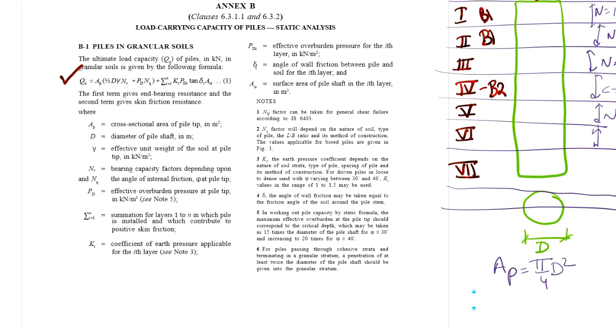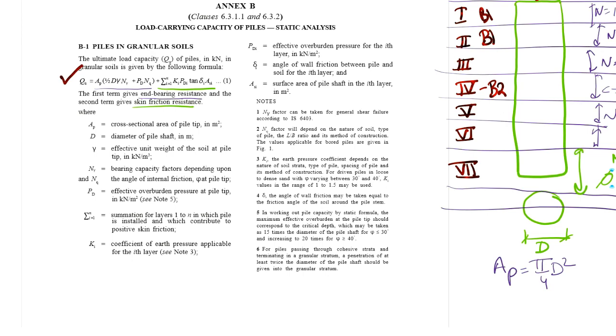Gamma is the density of the soil. First of all, you must understand that the first term before the summation sign is the end-bearing resistance, and the second term is the skin friction resistance. End-bearing resistance is calculated for the soil where your pile is ending. So the first term you evaluate based on the gamma, Nq and N gamma values, the phi values of this soil.